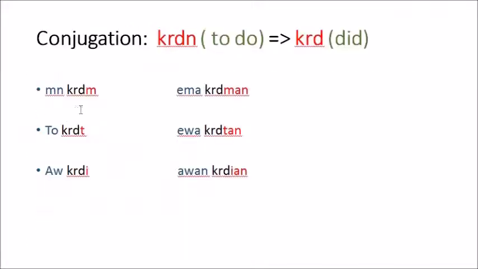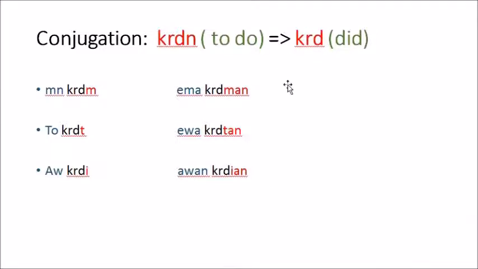Okay, so it is conjugated like this: birdit, birdie, birdman, birdtan, birdyan. Okay, it's just like French. You say je parle, tu parles, il elle parle, nous parlons, vous parlez, ils elles parlent. You know, this kind of conjugation.